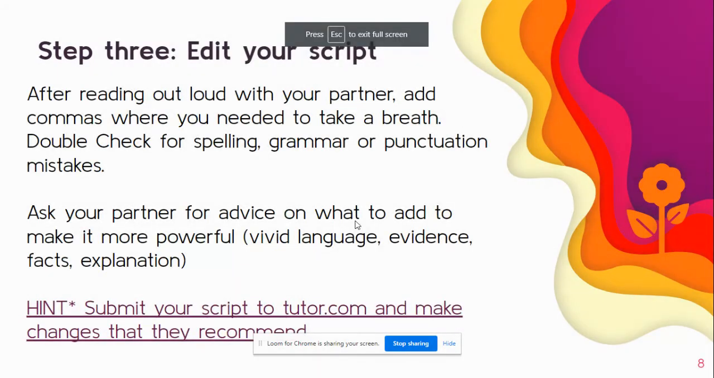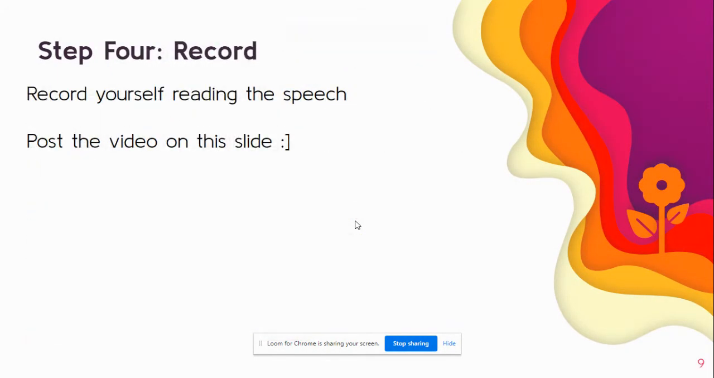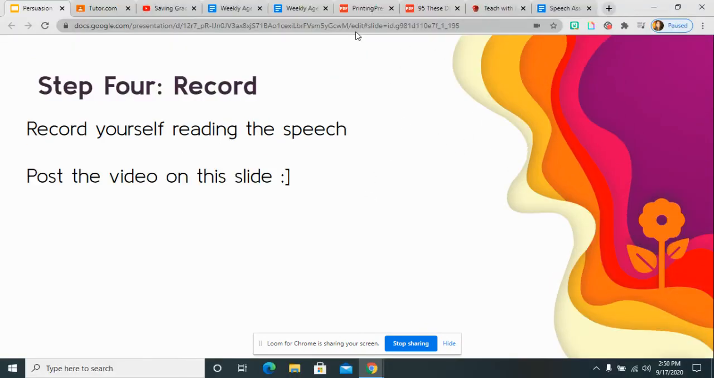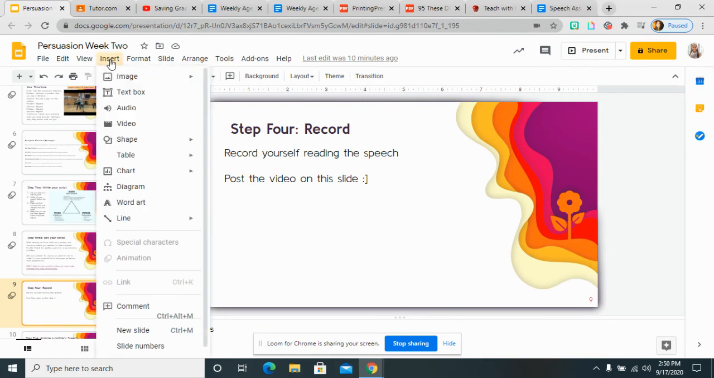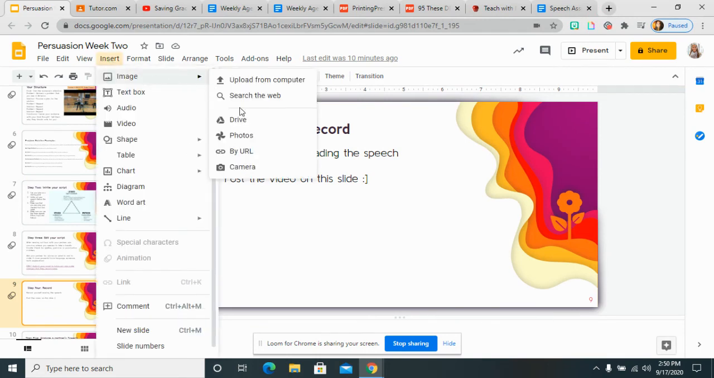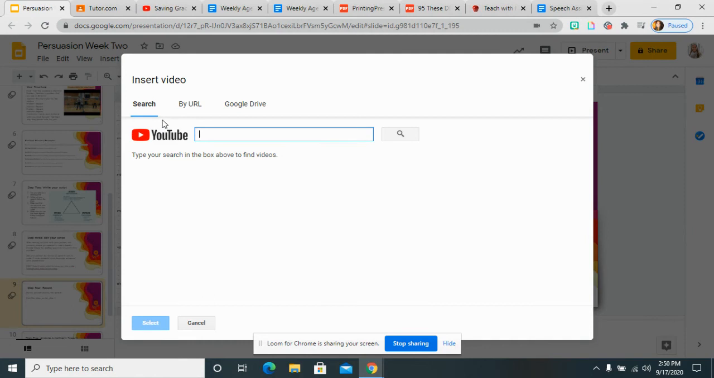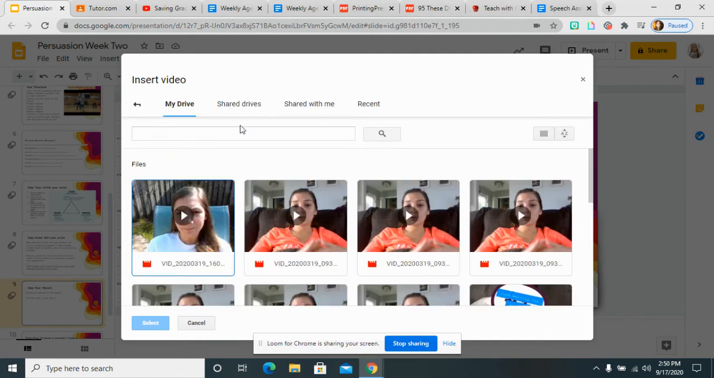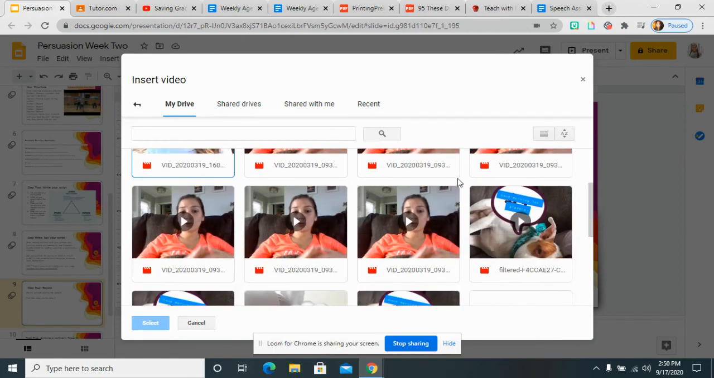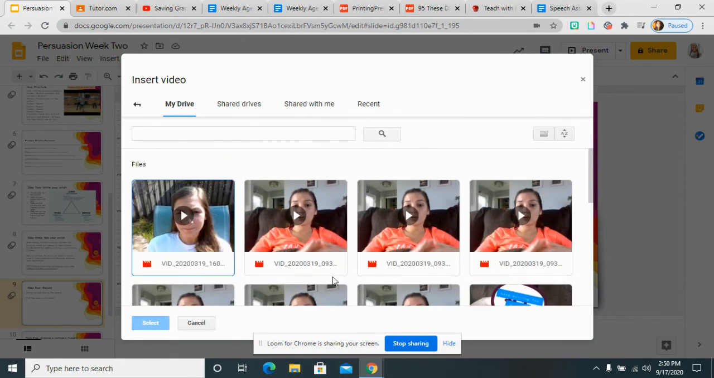All right, so we have edited our speech, we've written our speech, we've planned our speech. The next thing is to record your speech. So use your Chromebook, record yourself speaking, and then post the video on this slide. So the way we do that, we insert video, and then Google Drive. Oh, see, there's a lot of videos of me teaching. It should be on your drive that you can upload.